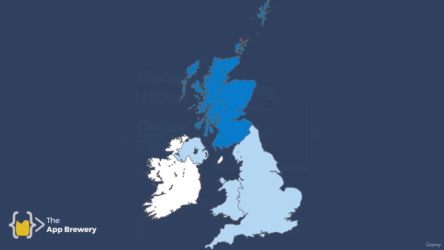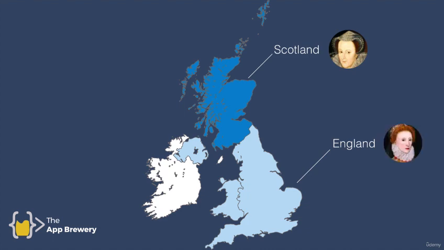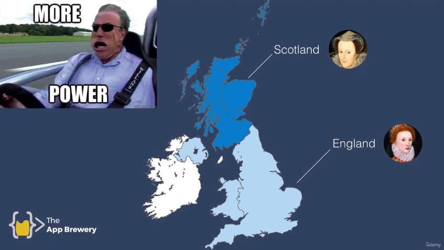So, back in the 1500s, on this island that we now call the United Kingdom, there used to be 2 large areas. One was Scotland and the other was England. And they were ruled over by 2 queens. Scotland was ruled by Mary, Queen of Scots, who was a Catholic, and England was ruled over by Queen Elizabeth I. Now, these 2 ladies between them controlled the land that we now call the UK, but they each wanted to have more power and more land.